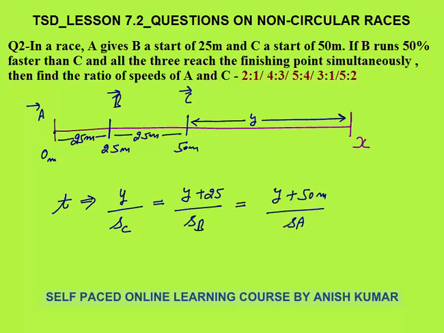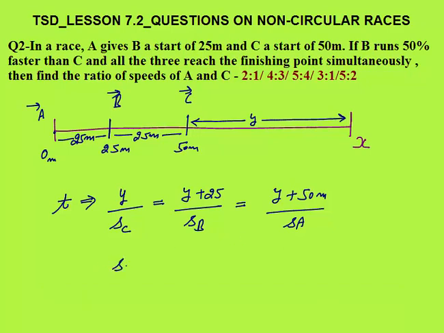Now one important thing is given, that B runs 50% faster than C. It means that we can assume the ratio of the speed of B and speed of C. We can assume speed of C as 2 meter per second. So speed of B would be how much? 50% faster. So 50% extra than 2 meter. So 50% of 2 meter is 1 meter. So speed of B would be 3 meter per second. Now 3 meter per second is 50% faster than 2 meter per second.